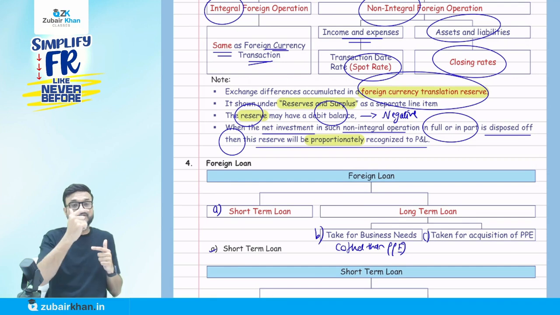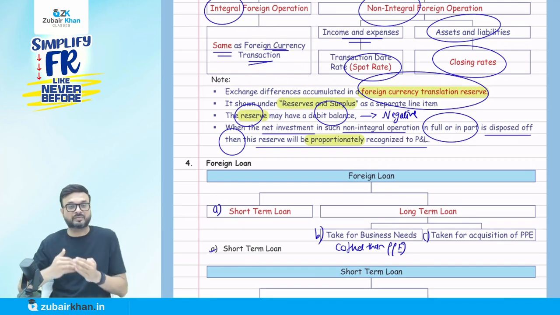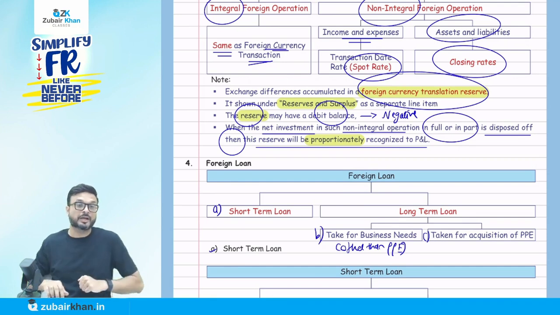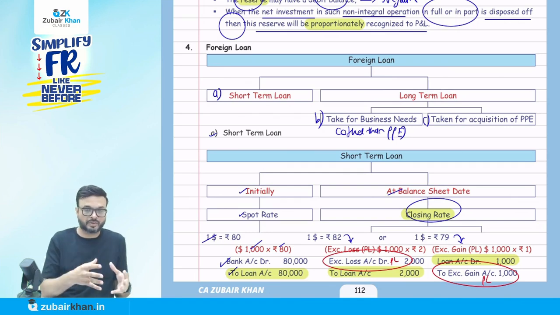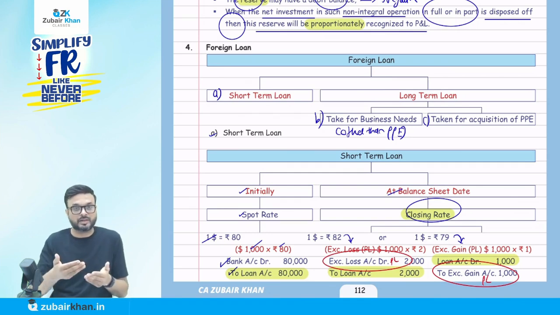But when we sell the investment in the foreign operation, then we can transfer the FCTR balance to profit and loss account. Then foreign loan: what is the intention? First, if my intention is a short-term loan, initially I will recognize it at the spot rate. On balance sheet date, it will be recorded at the closing rate. The difference will go to profit and loss account. It may be a gain or it may be a loss.